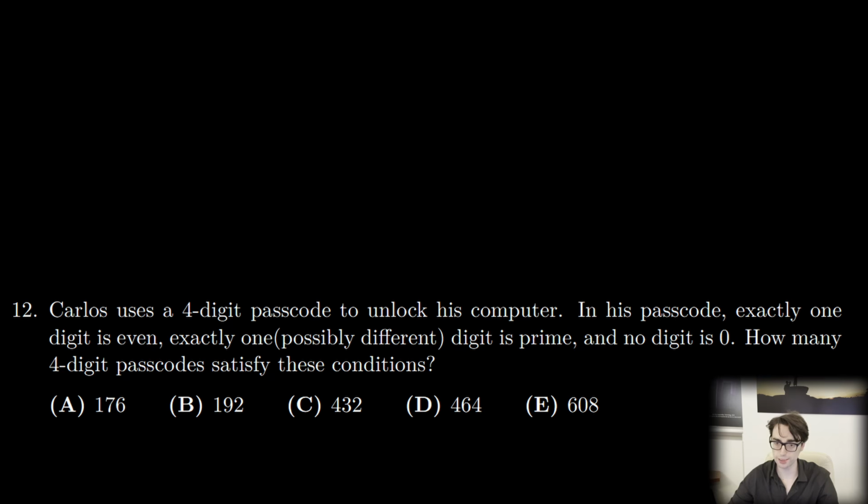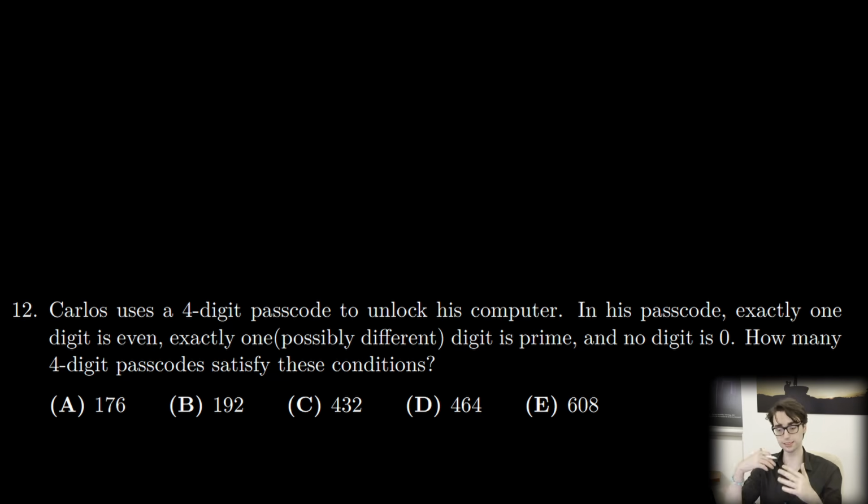Let's go onwards. Now let's look at problem 12. So we can think about this in multiple different ways. And this is the cool thing about these problems, that there's multiple ways to think about them. But I'm going to show the way I consider these problems. So we have a 4-digit passcode, okay? Exactly one of the digits is even, okay? And exactly one possibly different digit is a prime and no digit is 0. How many 4-digit passcodes satisfy this condition?